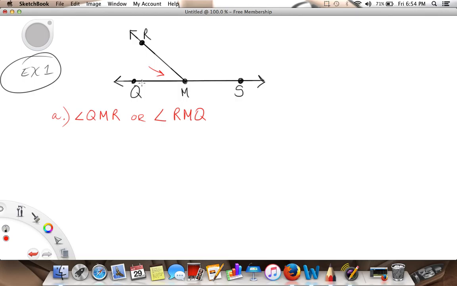Now, let's go to example 1B. Example 1B says the obtuse angle. So the obtuse is greater than 90 degrees. So the obtuse angle here is angle RMS or angle SMR. All right. So remember both ways to label an angle. Okay. Example 2.